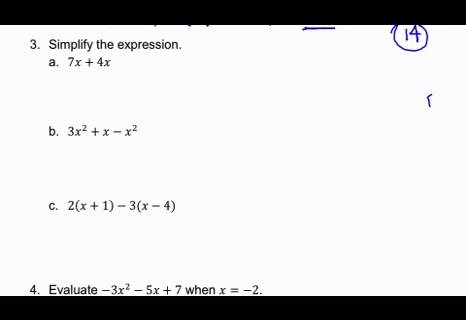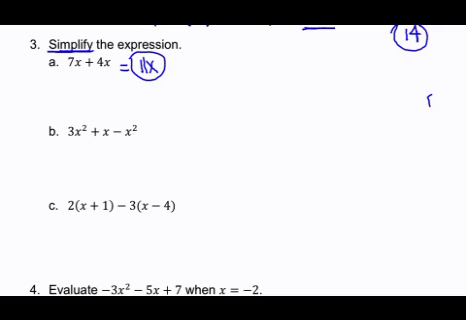Now notice in number 3, it's asking us to simplify. So that means that our answers are going to contain variables. So for the first one, we're combining like terms. Notice we have an x in both of these, so we're just adding the coefficients. So 7 plus 4 is 11. And again, we still have the x there, so it's 11x.